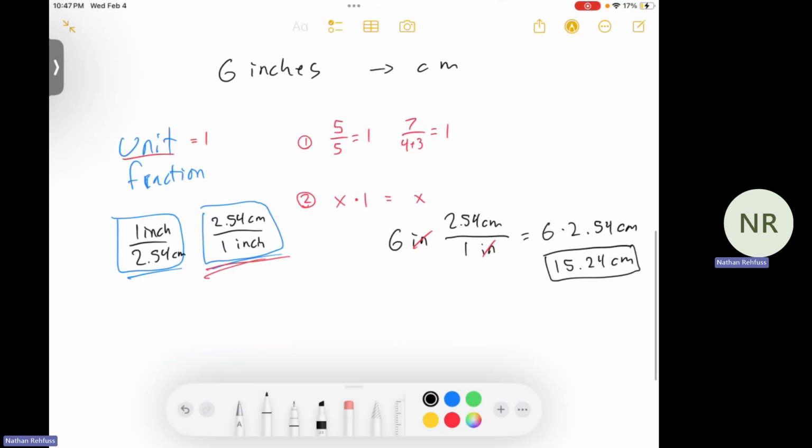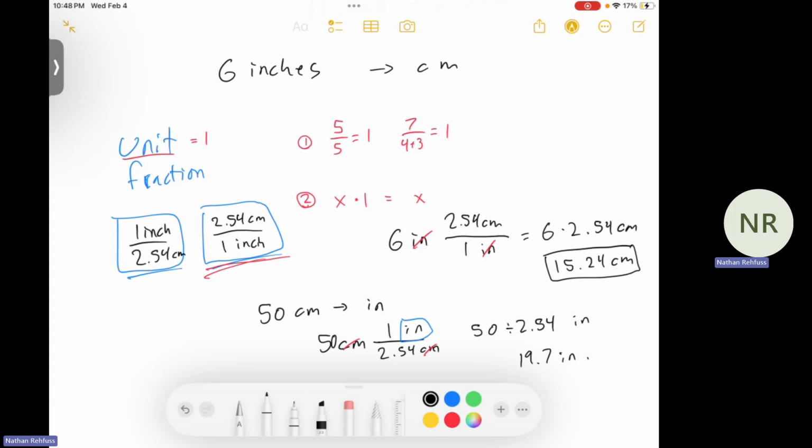Right. If I were instead trying to convert 50 centimeters to inches, I would use this version of the unit fraction. Since I have centimeters on top, I need to cancel it with centimeters on the bottom. And so centimeters on top cancels with centimeters on the bottom. And I need to do 50 divided by 2.54 to get my answer in inches. The only unit that survived canceling is inches, so this is in inches. And we get approximately 19.7 inches.